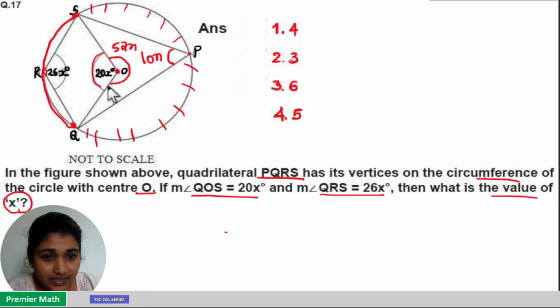Now at the center, the total angle is 360 degrees. That is 52x plus 20x is 72x. 72x is equal to 360 degrees. Here 12 goes 6 times in 72 and 30 times in 360. 6 goes 5 times in 30. So x is equal to 5. Option 4 is your answer.